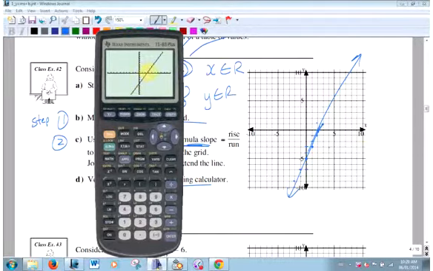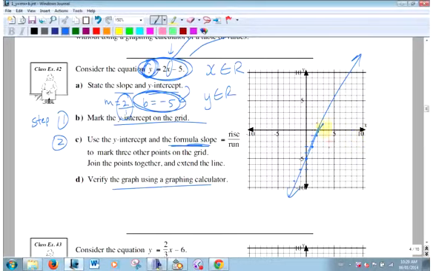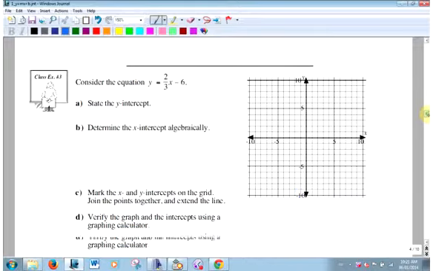Where's the x-intercept? Looks like 1, 2, almost 3. Does that look the same here? 1, 2, about 2 something? It's hard to say. We could find it. Let's not ask that. All right, one more.